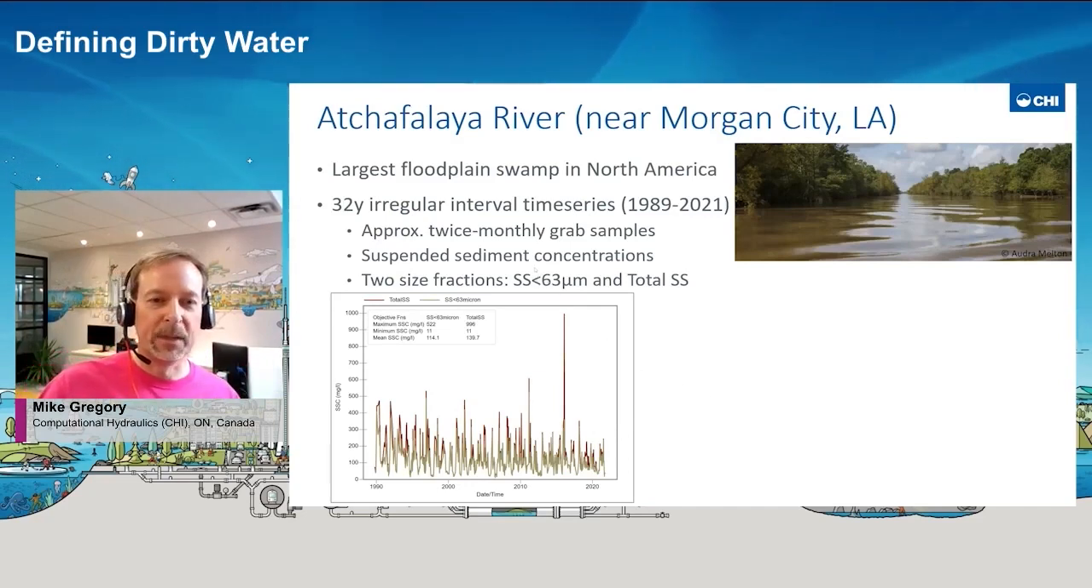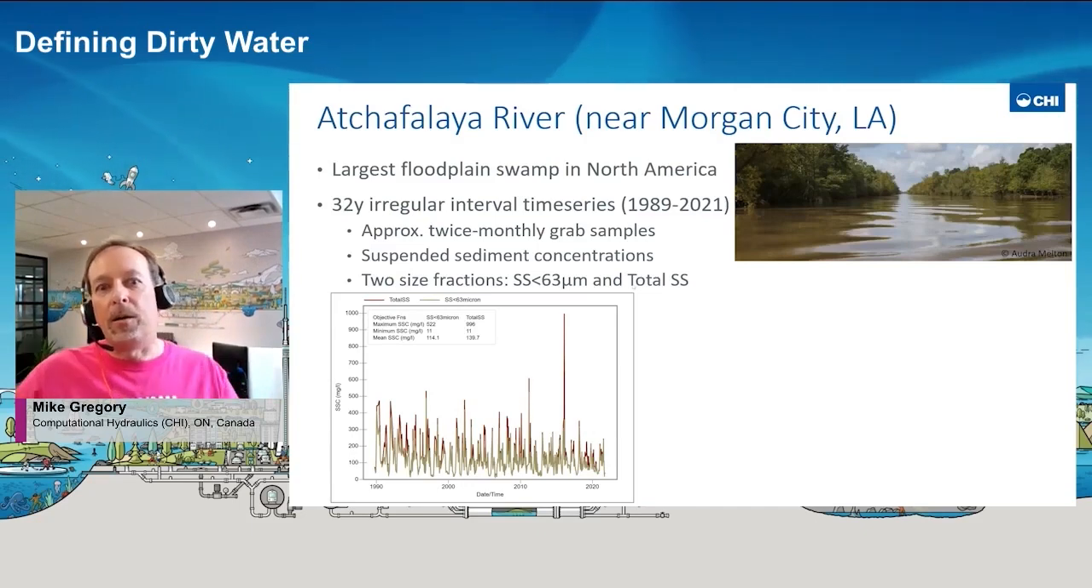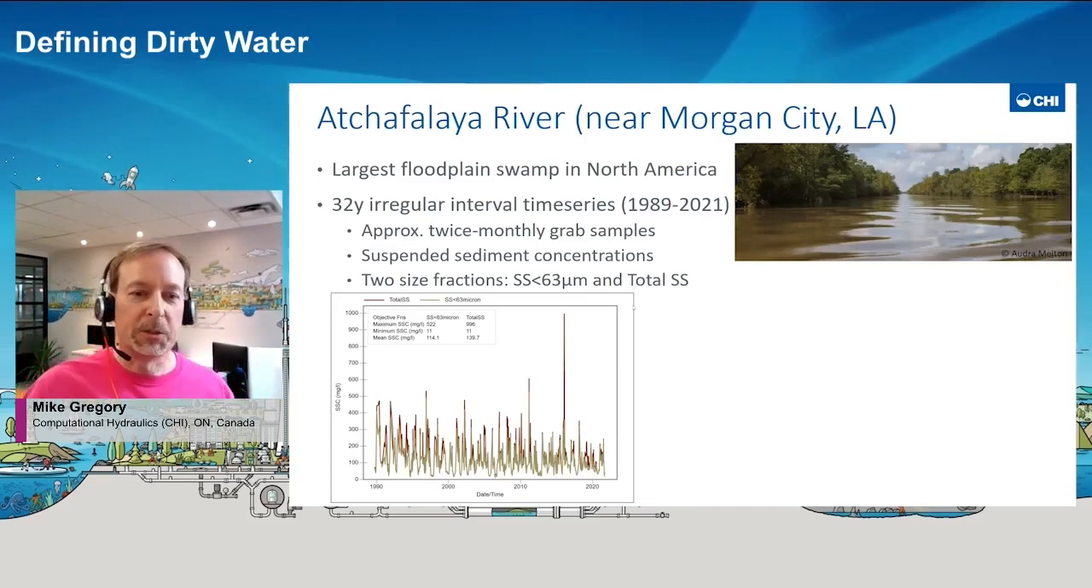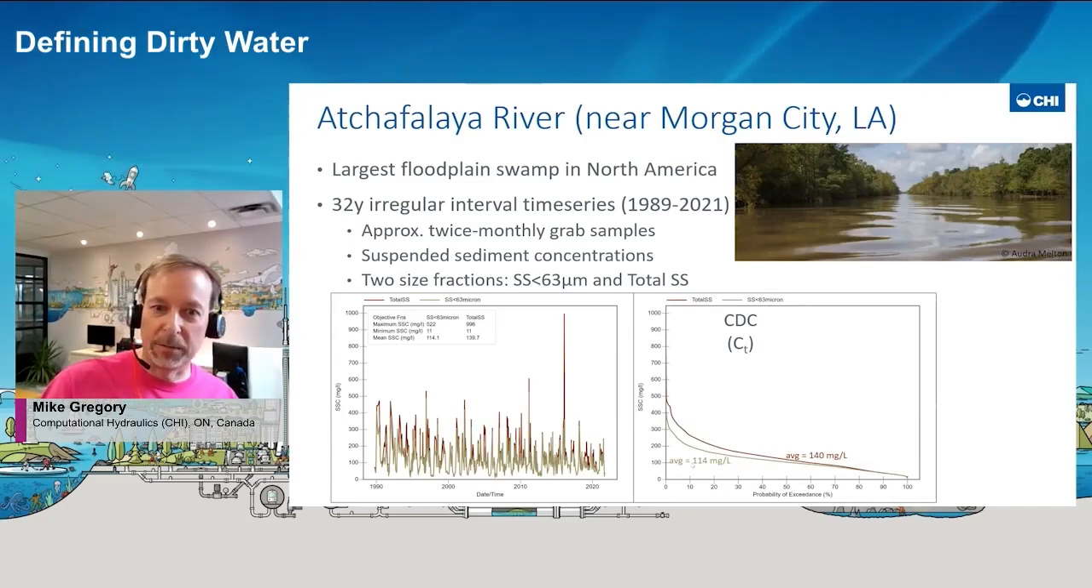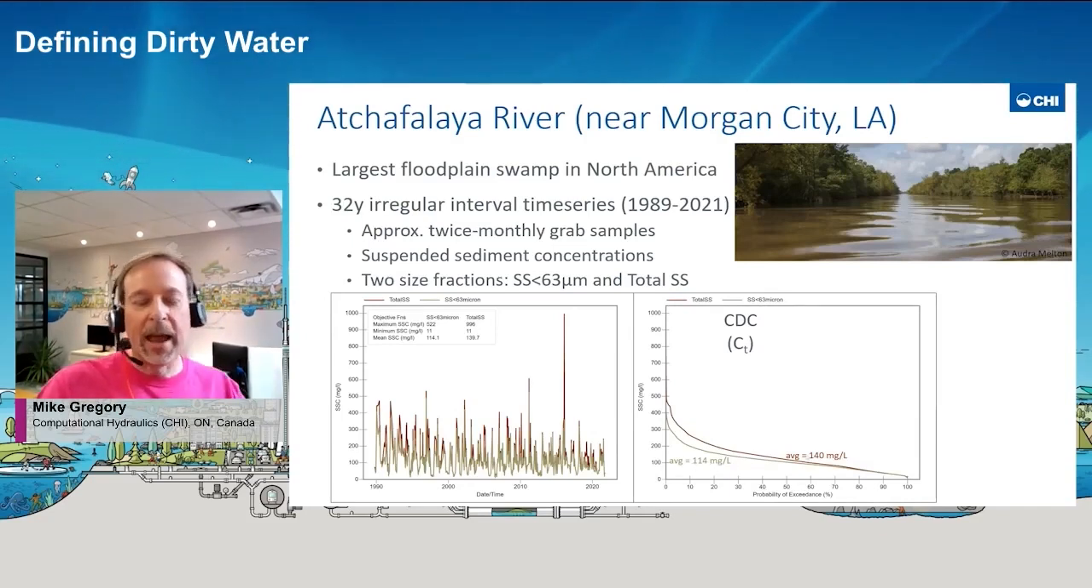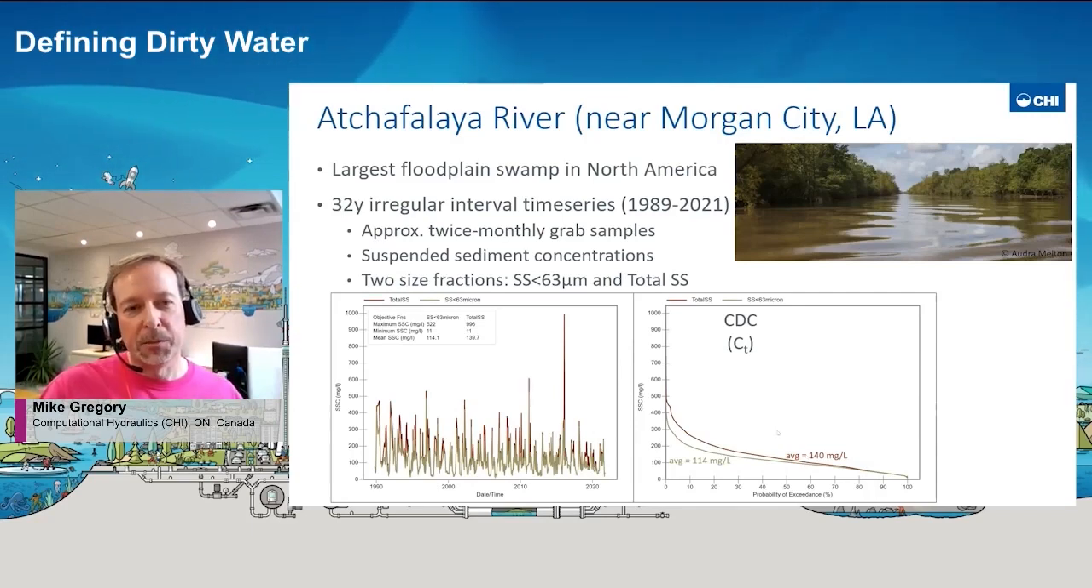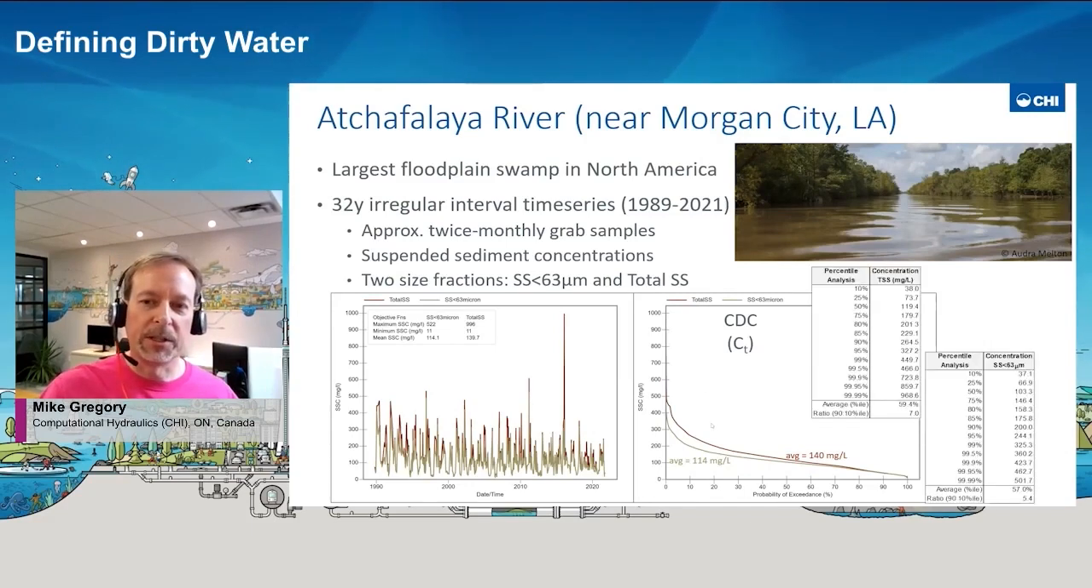In any case, there are 2 size fractions. Like I said, the smaller fraction, less than 63 microns, and all size fractions, the total suspended solids. And as you'd expect, the average concentration for that smaller fraction is lower than the average for all particles together. So 32 years of measurements for both those fractions. This is what the concentration duration curve looks like, and you can come up with your statistics there.